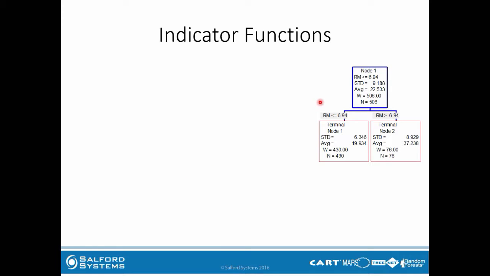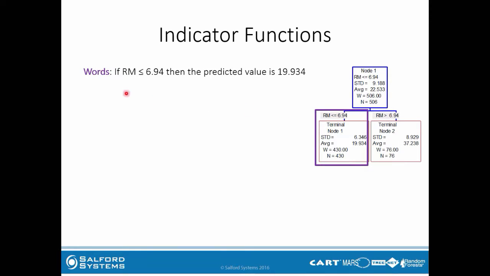So here's our first example with just 2 nodes. Sometimes this type of tree is called a stump because there's only one split. Now, the first thing we're going to do is look at terminal node 1, which we can see in this purple box. So if we were to write terminal node 1 in words, we would say if Rm is less than or equal to 6.94, now this condition comes from here. This is the split in the tree. So if this is true, then the predicted value is simply 19.934, which is the average here.